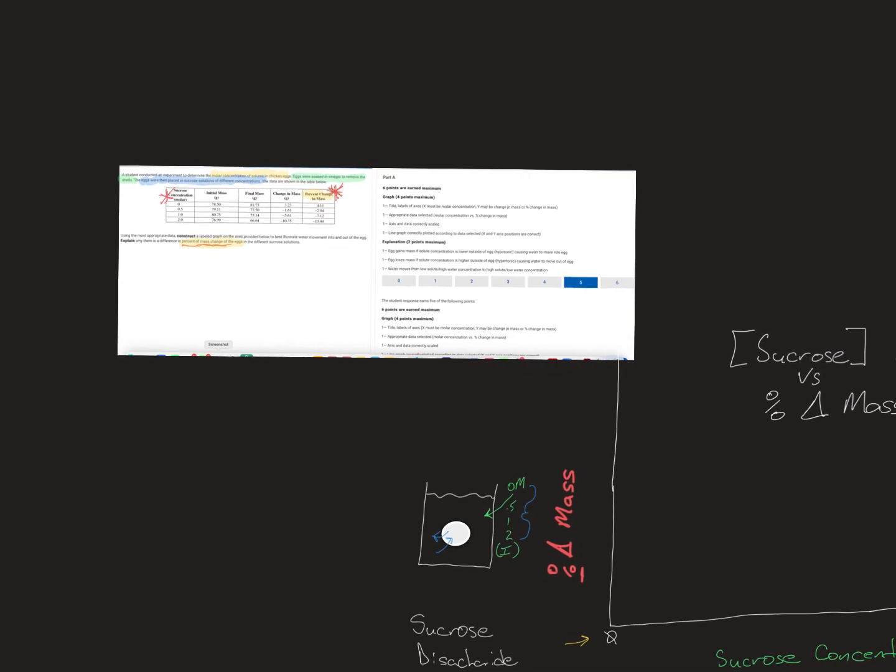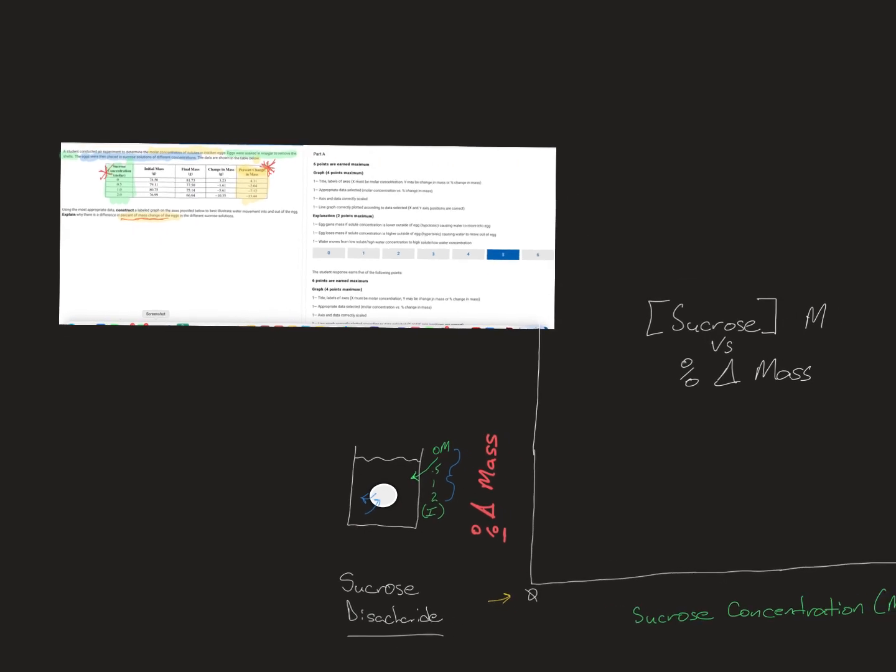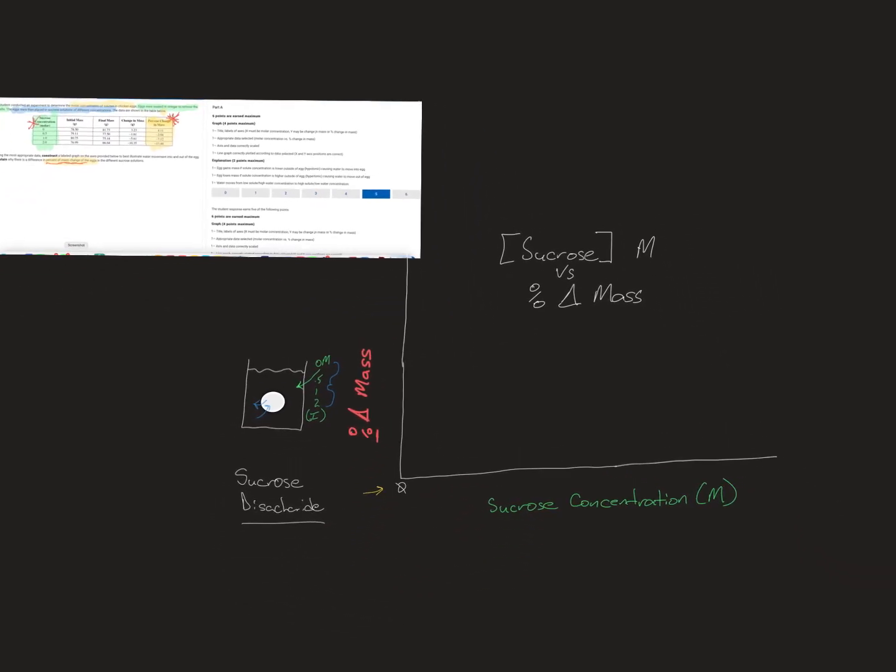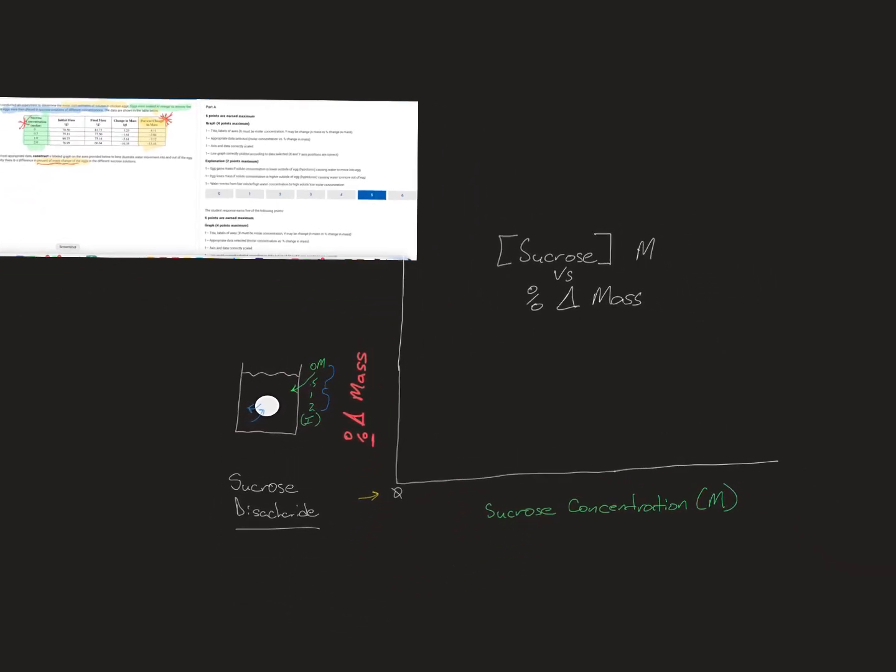So, percent mass change. So you're graphing two things. You're graphing this column versus this column. So, all right. So then we know we're percent mass change. The numbers are there. So now I just have to find the scale.